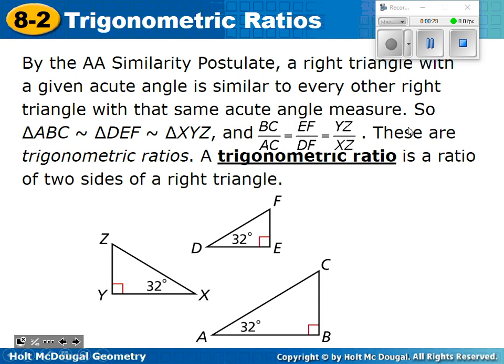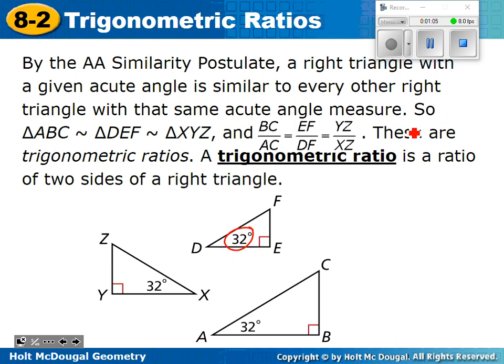So first of all, if you look at the right triangle, any right triangle that has a specific angle measure in it, like 32 degrees, is going to be similar to every right triangle that has a 32-degree angle because of angle-angle similarity, right? So no matter what the size is, whether it's a tiny right triangle or a giant right triangle, if it has a 32-degree angle and a 90-degree angle, they're going to be similar. And that idea of similarity, comparing the 2 triangles, is how they have developed these 3 trig ratios.